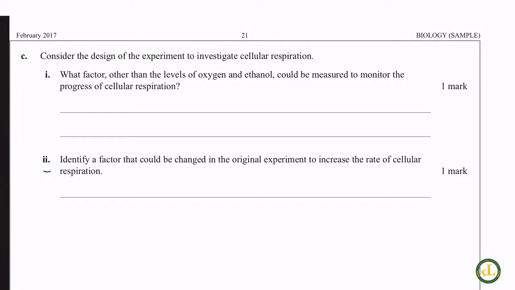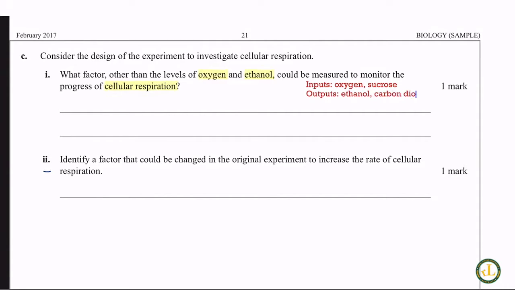C. Right. What factor other than the levels of oxygen and ethanol could be measured to monitor the progress of cellular respiration? So again, I'm underlining my keywords. We actually need to think about the concepts behind cellular respiration. So I'm going to write out the concepts in red to make it really easy to identify. First of all, we need to know what the inputs versus outputs for cellular respiration are. It's in yeasts, okay? So in yeasts, they carry out fermentation, which is different from aerobic respiration. Inputs include oxygen, include sucrose, which we're using in this particular experiment. Outputs would include ethanol.